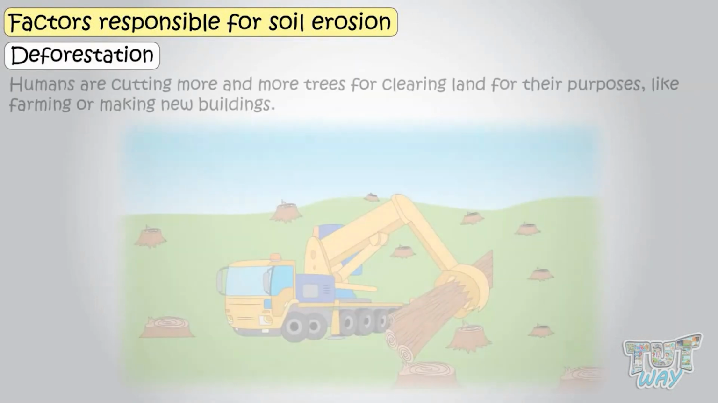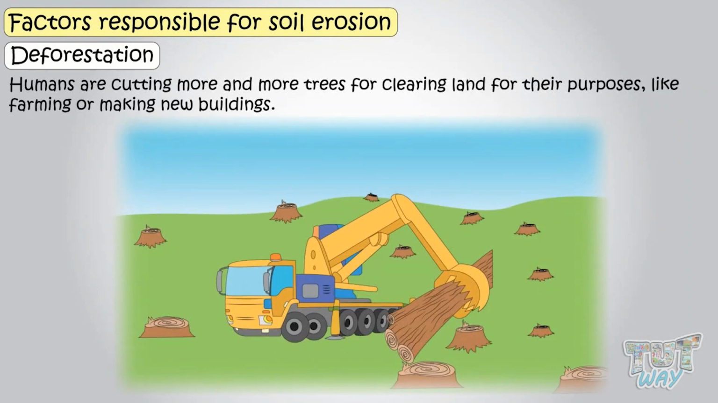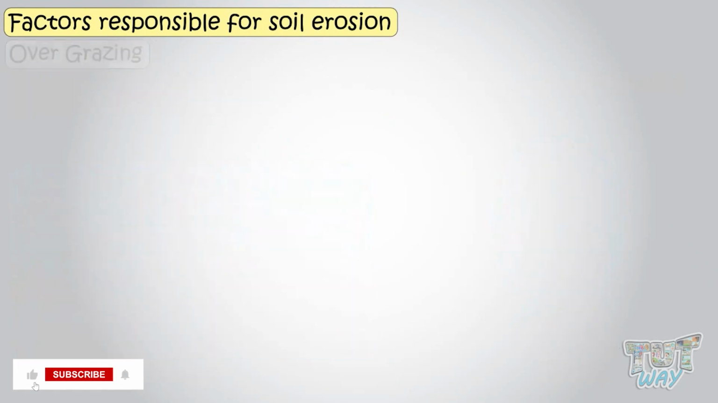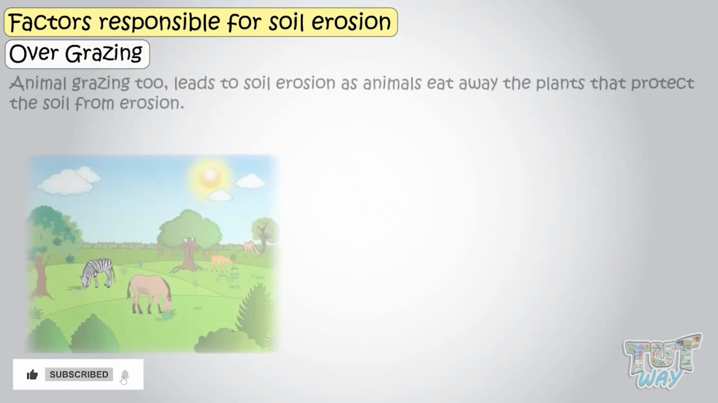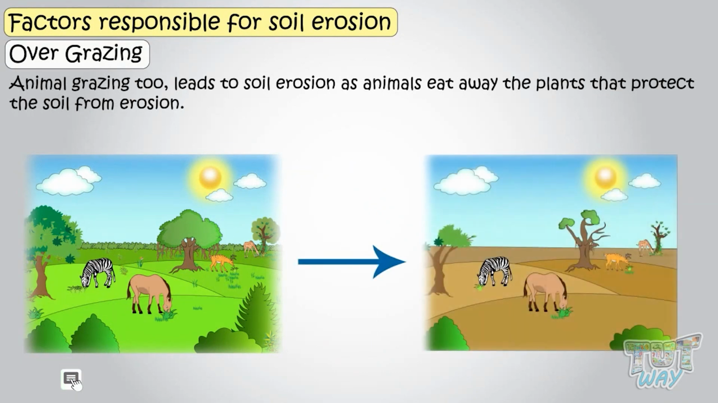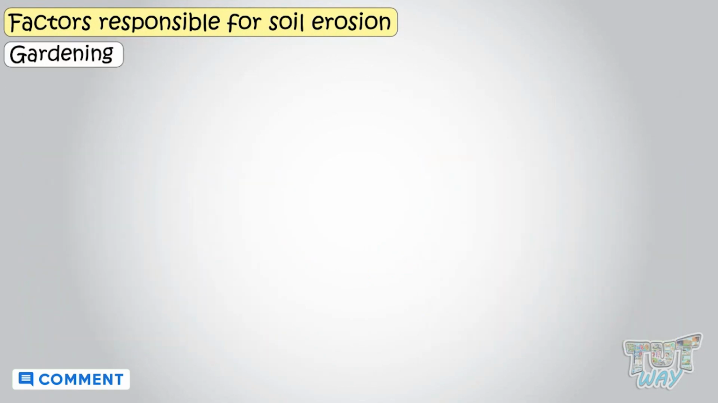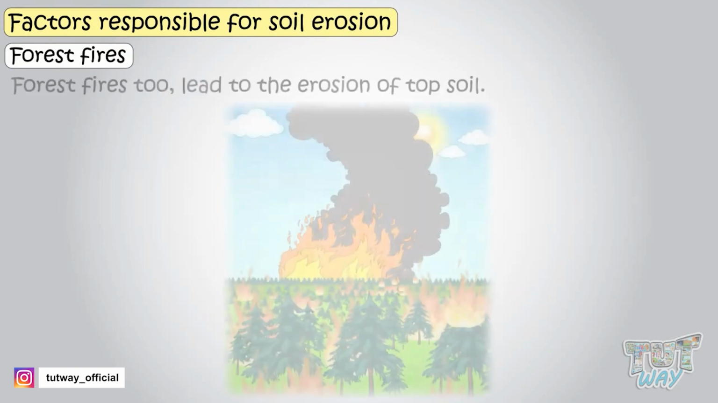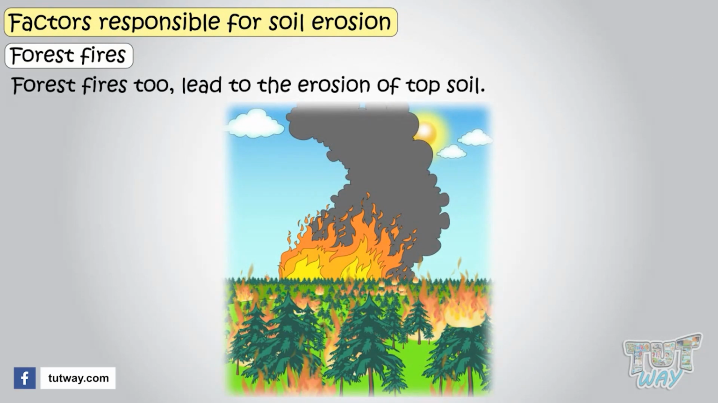Deforestation. Humans are cutting more and more trees for clearing land for their purposes like farming or making new buildings. Overgrazing. Animals grazing too leads to soil erosion as animals eat away the plants that protect soil from erosion. Gardening. Even we overwater our gardens, and that too leads to soil erosion. Forest fires. Forest fires too lead to erosion of topsoil.